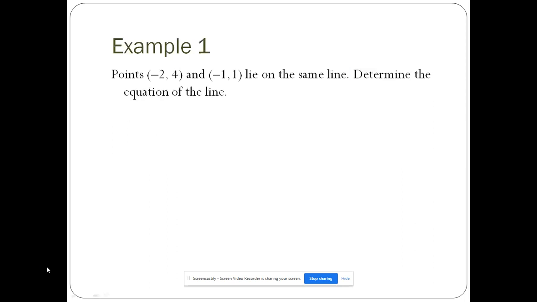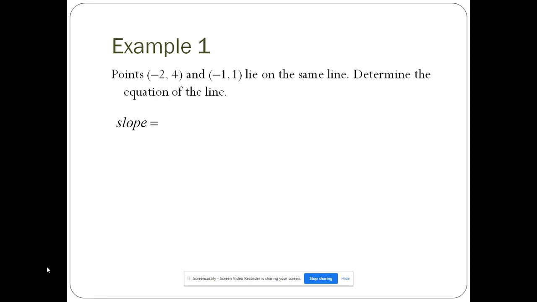All right, we'll take a look at this first example. It says points -2, 4 and -1, 1 lie on the same line. Determine the equation of the line. So we're given 2 points that are on a line. The first thing we're going to do is solve for the slope first. And once we have the slope, then we can use point slope form and find the equation of that line.